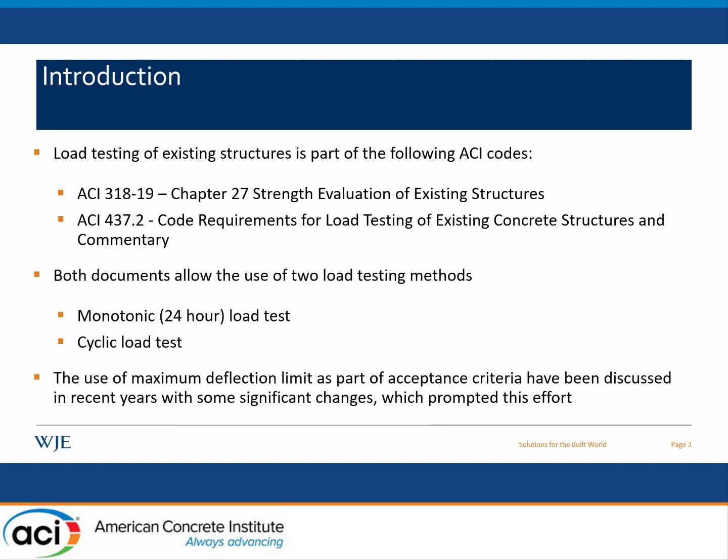So again, this repeats some of the information we heard today, but load testing of existing structures is part of two codes: ACI 318, Chapter 27, Strength Evaluation of Existing Structures, and a code-level document, ACI 437.2, which is Code Requirements for Load Testing of Existing Structures. Both documents now allow the use of two load testing methods. The first is the monotonic, or 24-hour, load test, and the second is the cyclic load test. We are fortunate that we have seen applications of both methods today, so I'm not going to go through a lot of detail. Finally, we have also seen that the use of the maximum deflection as part of the acceptance criteria has been heavily discussed in recent years, which has led to major changes, as Keith indicated earlier.